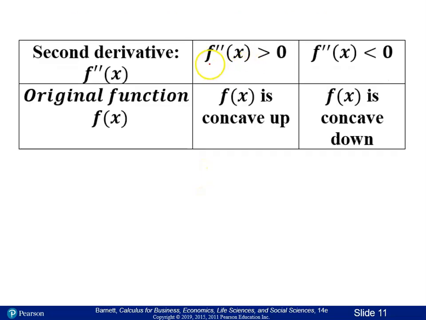Okay, so I made this chart here to summarize the relationships. If we're talking about the second derivative, if it's positive, then what that tells us is that the original function is concave up, and if the second derivative is negative, the original function is concave down.